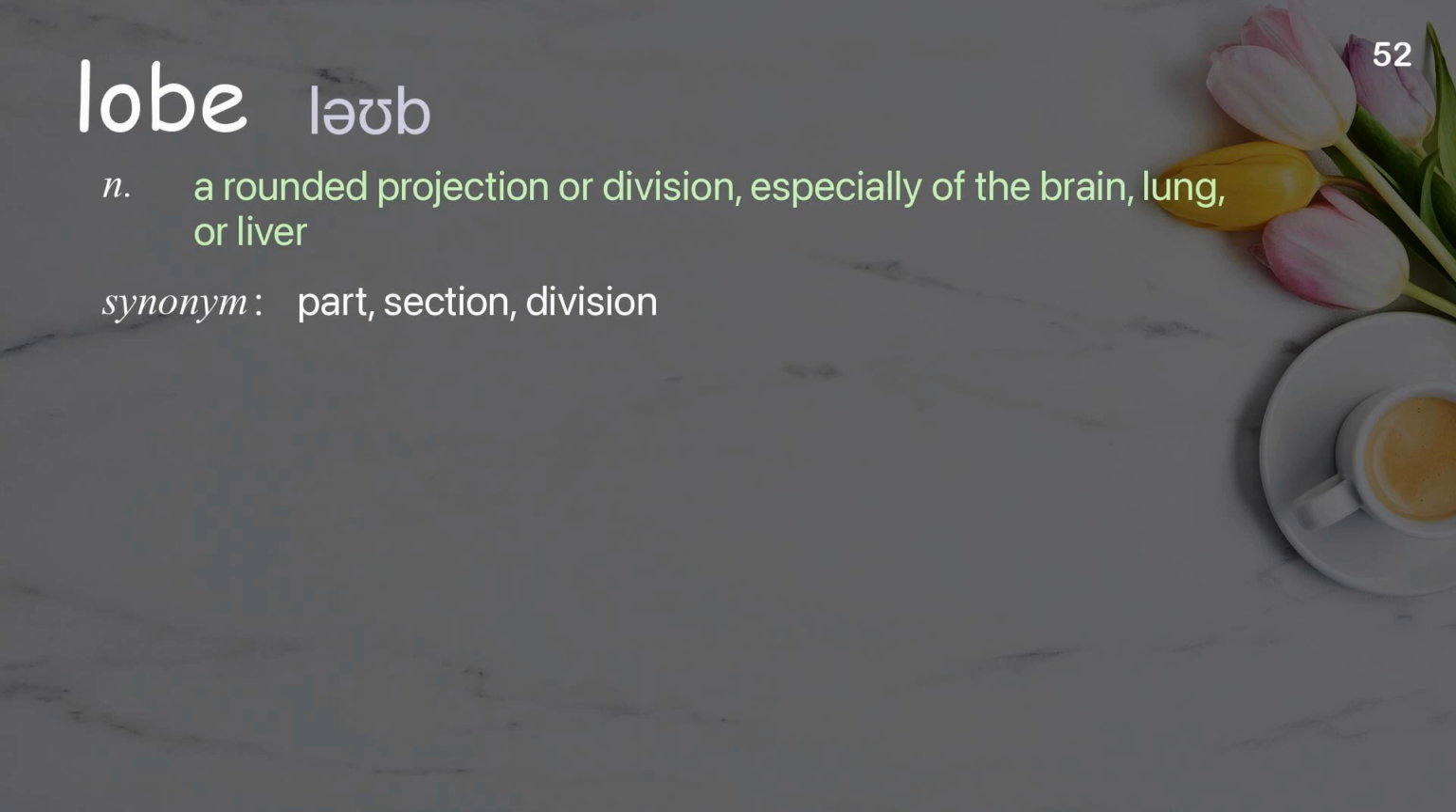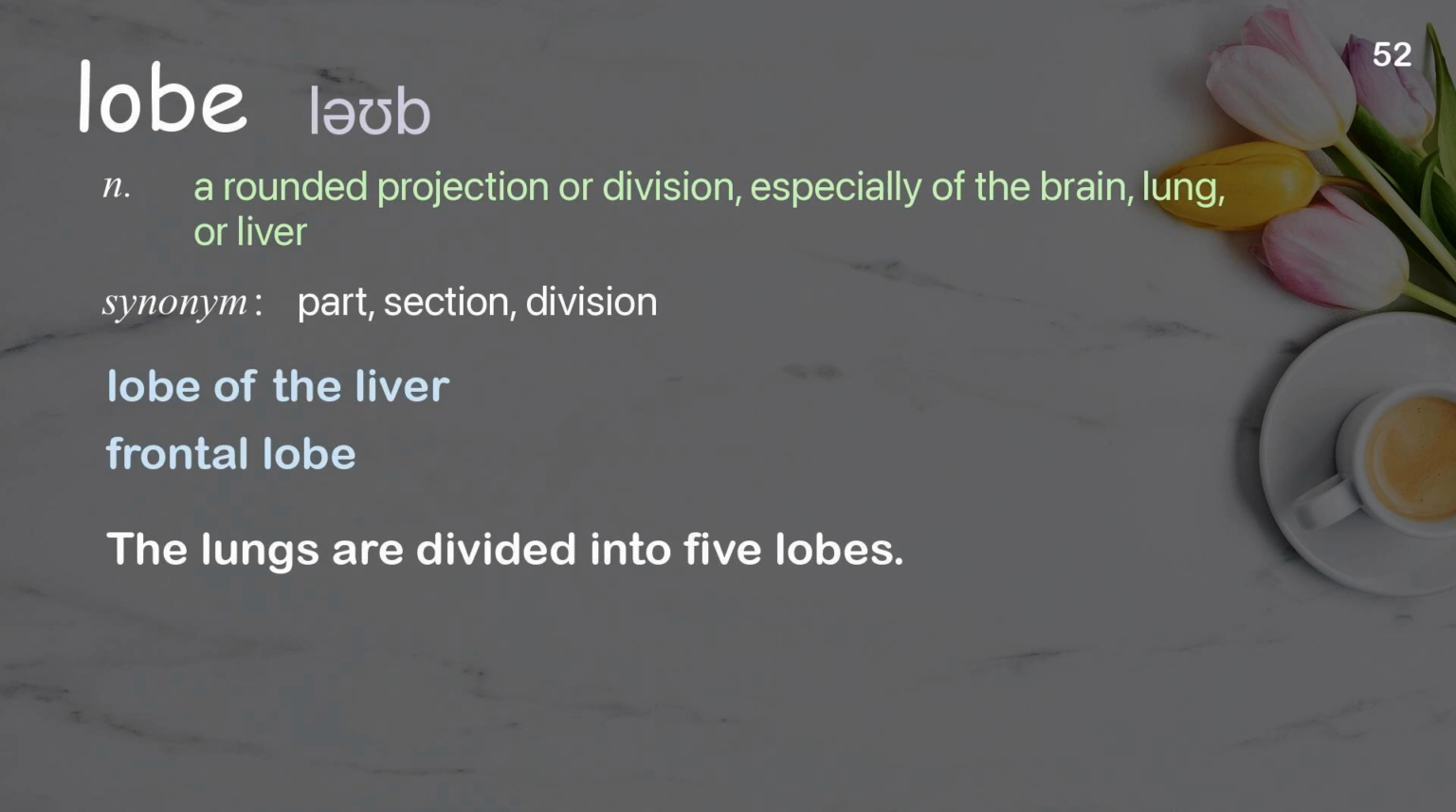Lobe: a rounded projection or division, especially of the brain, lung, or liver. Examples: lobe of the liver, frontal lobe. The lungs are divided into 5 lobes.